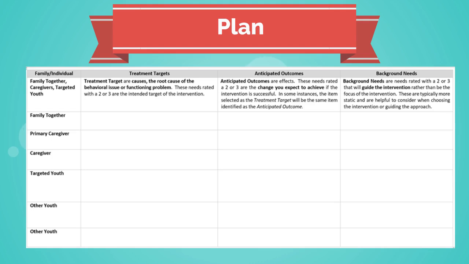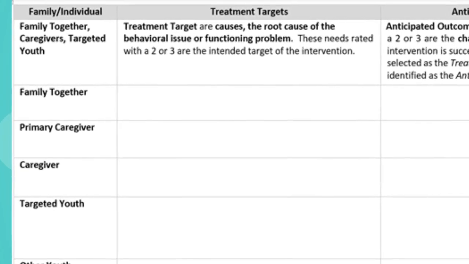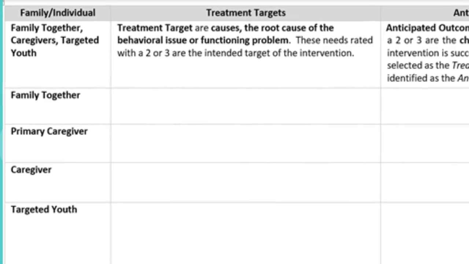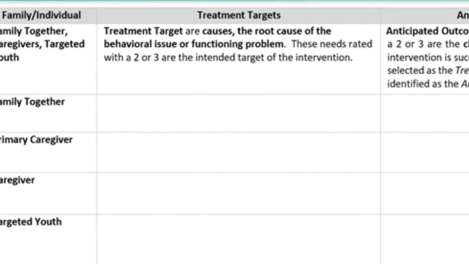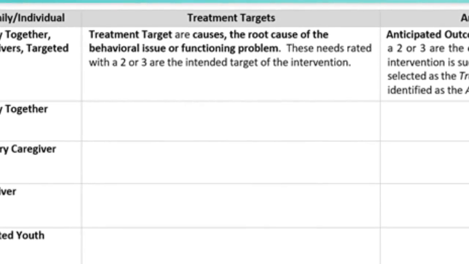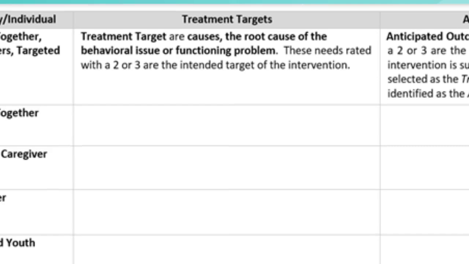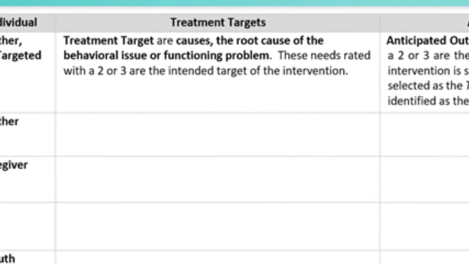Let's begin by talking about treatment targets. Treatment targets are the root causes of behavioral issues and problems we want to wrap services around to alleviate the other issues we've identified. Once we've looked at all the listed needs and picked out the ones that, if addressed, will make other listed needs better, we will list them here for each person.